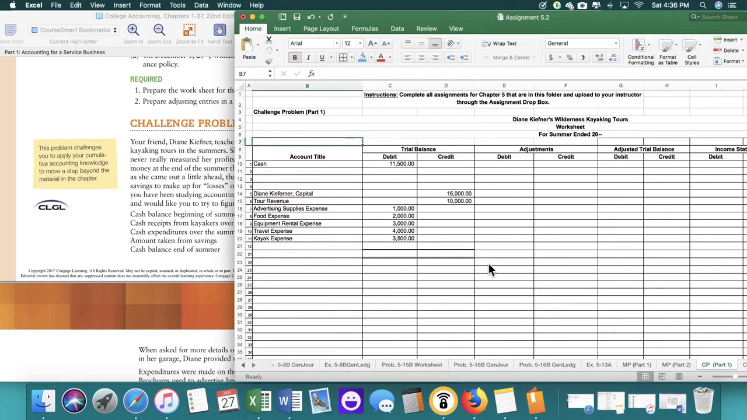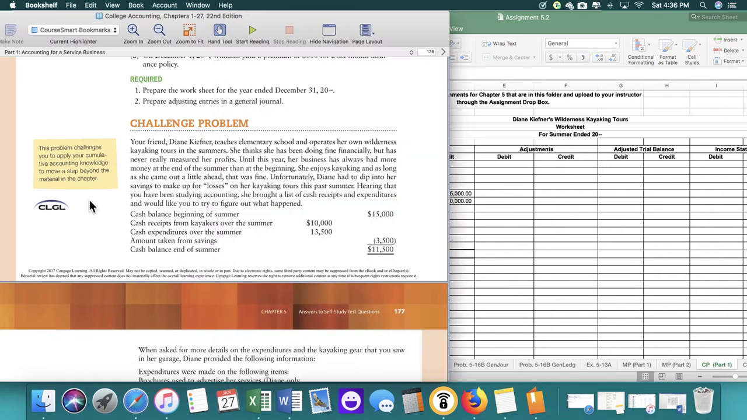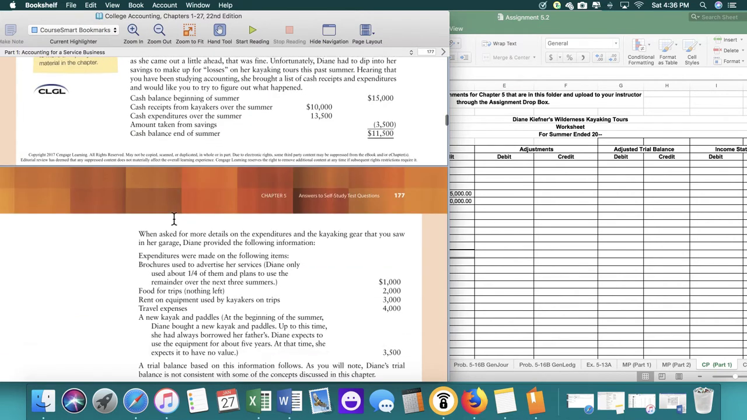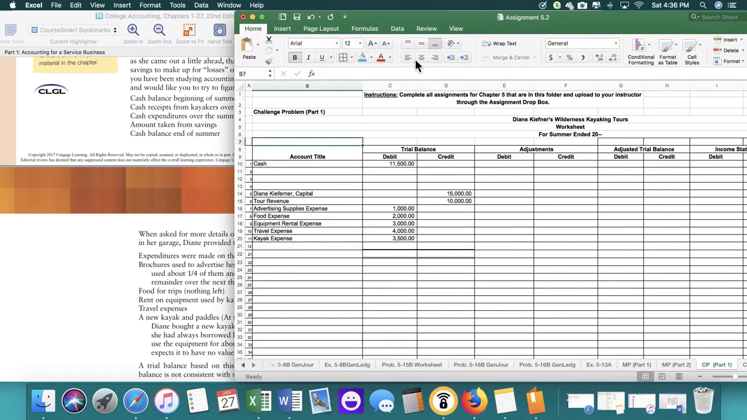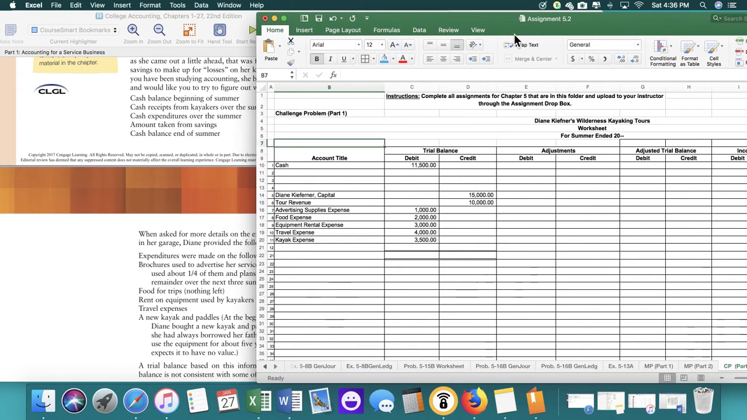Basically, it starts off like the mastery problem. We're given partial information, and then we are given a whole bunch of excess information that we need to use to help get everything up to date. So the first thing we have to do is we're going to have account titles. We need to add more accounts.